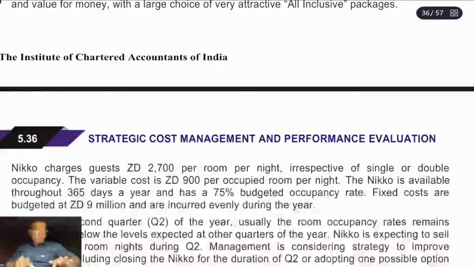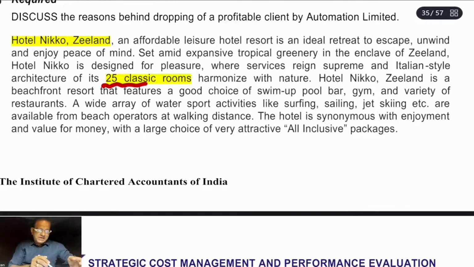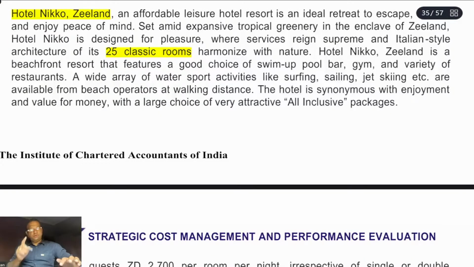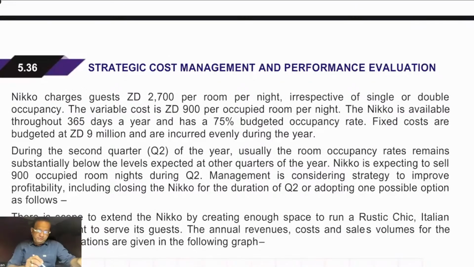In the very first para, it has been given that there are 25 classic rooms. But all the rooms are not occupied throughout the year. We can take on an average 75% occupancy rate. So 25 rooms multiplied by 75% occupancy rate, this is the average rooms occupied per day, multiplied by 365 days a year. So first of all, we will check out the present profit. What is the present profit that is being earned by the organization?